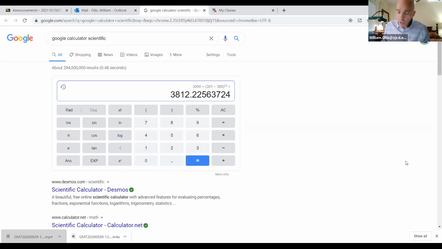And so now the Google calculator will give us a nice calculus approximation of 3,812.225. And so what we're going to do is round to the nearest cent using the standard rounding procedure. So this will be 3,812.23.